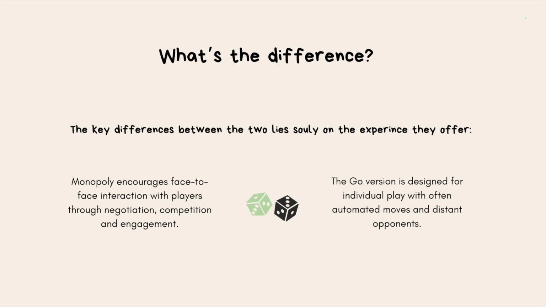So, what is the difference? The key differences between the two lie solely on the experience they offer. Monopoly encourages face-to-face interaction with players through negotiation, competition, and engagement. The Go version is designed for individual play with often automated moves and distant opponents.